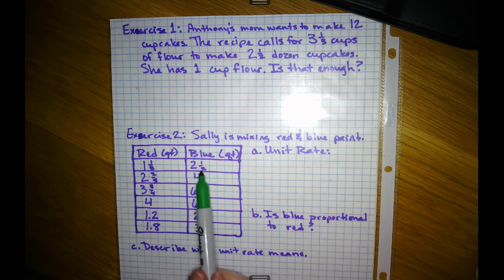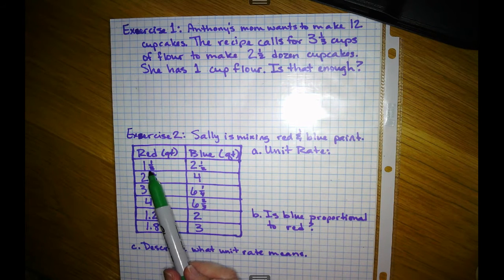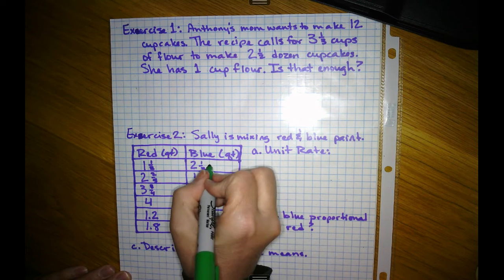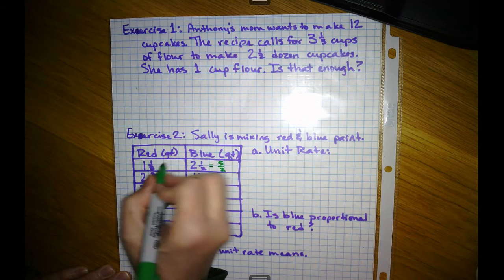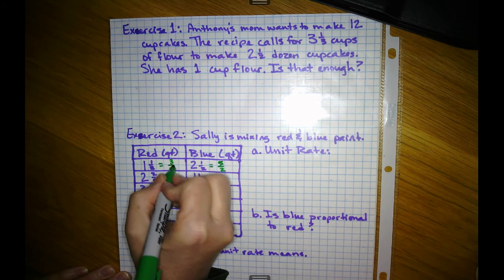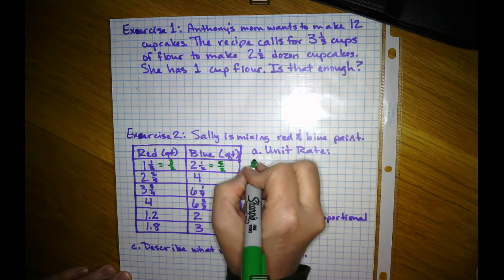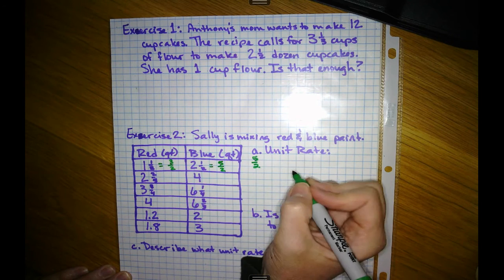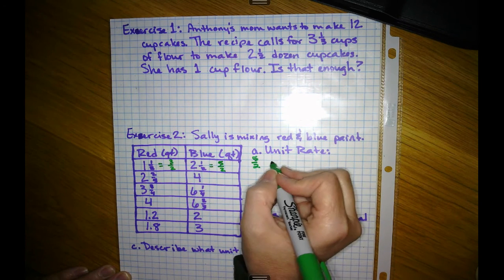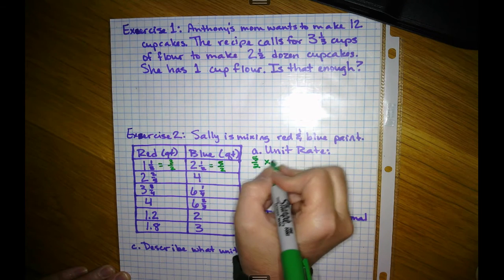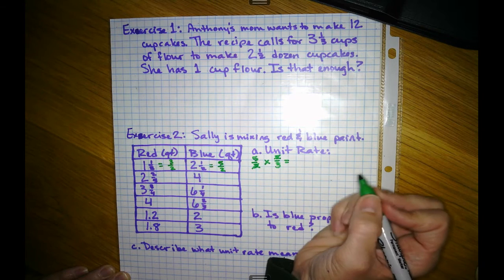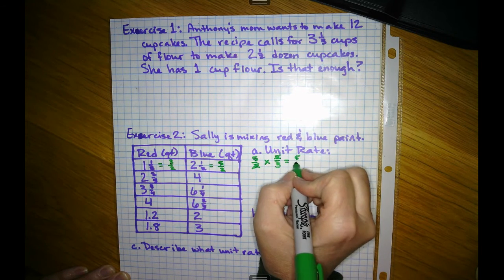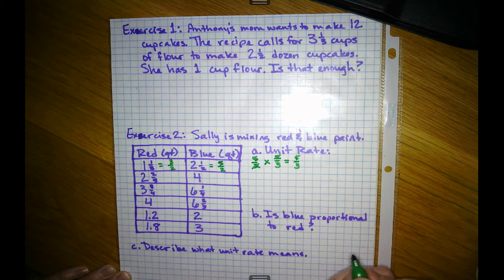Okay, these are almost all fractions, so I have to divide this fraction by this fraction. 2 1/2 we know can be rewritten as 5/2, and 1 1/2 can be written as 3/2. So I'm going to do 5/2 divided by 3/2, which is the same as multiplying by 2/3. The 2 and the 2 cancel each other out, so I end up with 5/3.